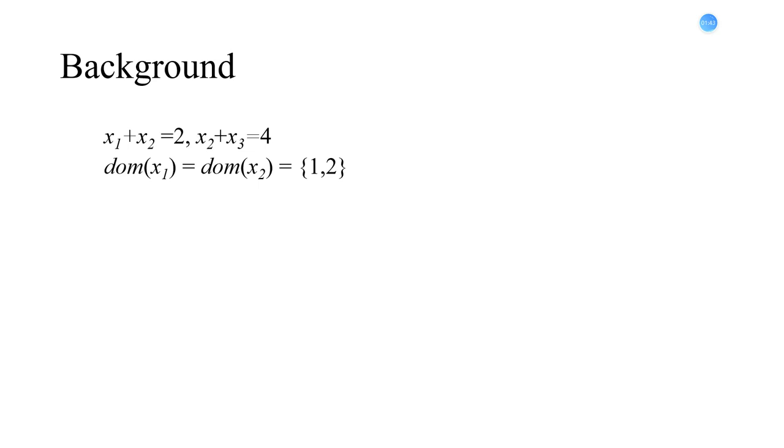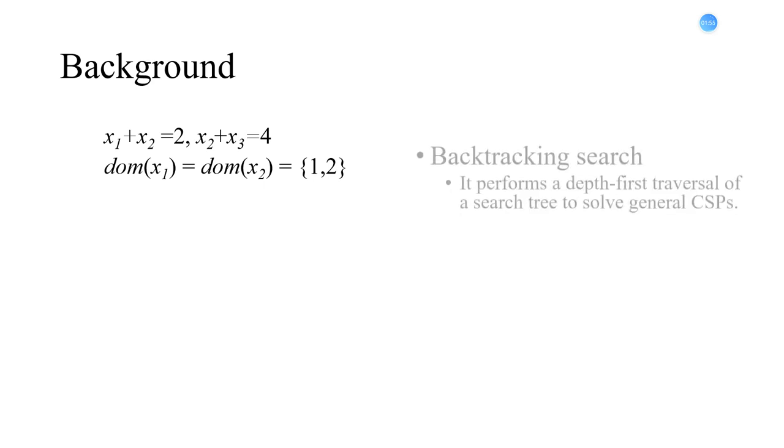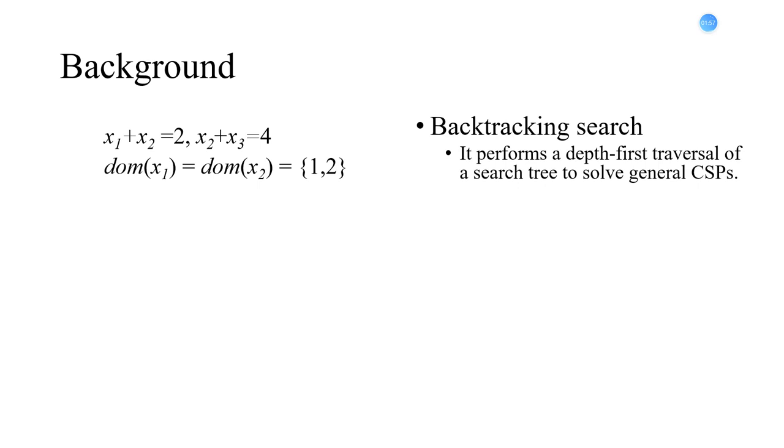This is an easy example of a CSP. It contains two variables and two constraints. The domain of each variable contains two values. Backtracking search is a standard method for solving CSPs. It performs a depth-first traversal of a search tree to solve general CSPs.